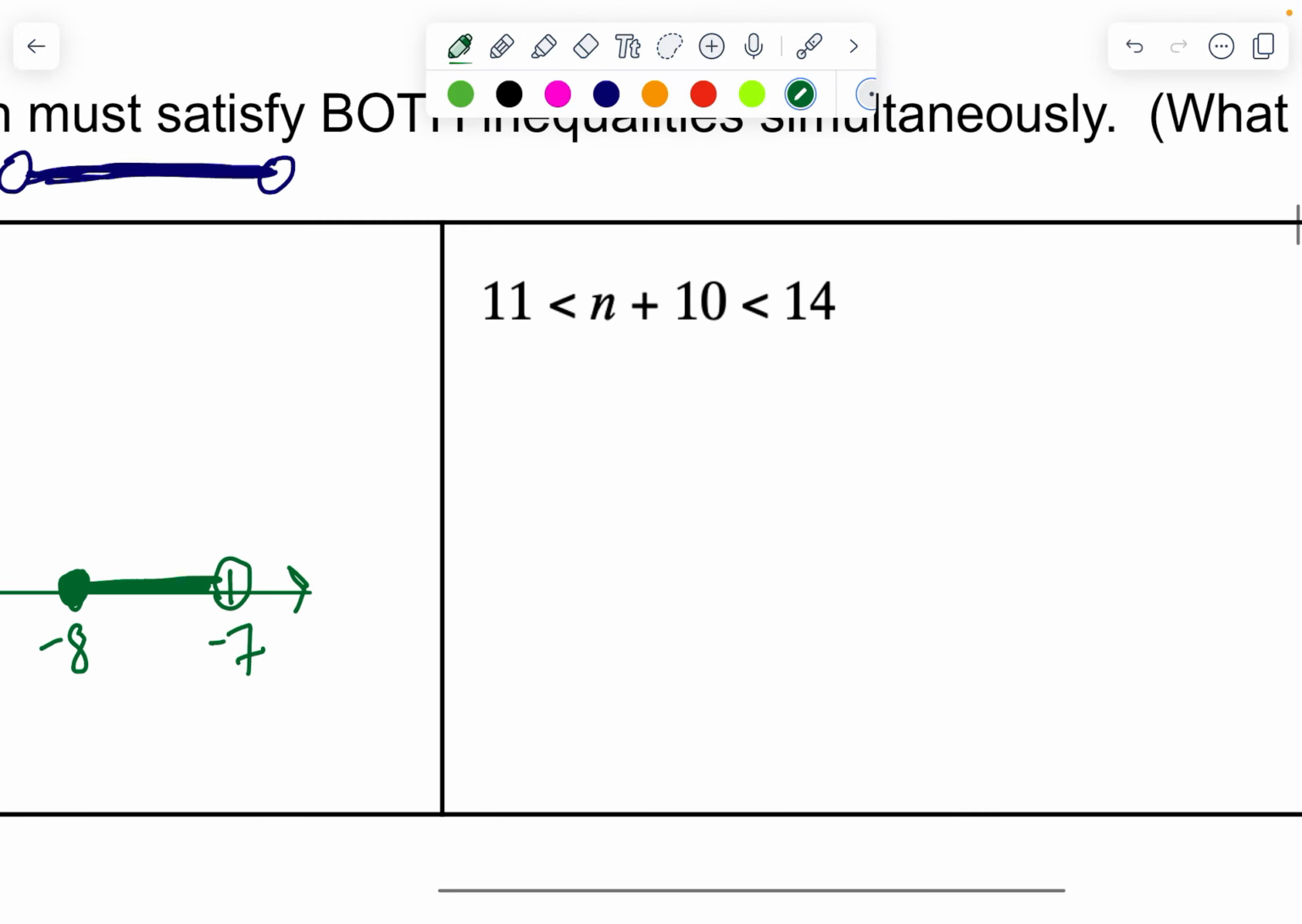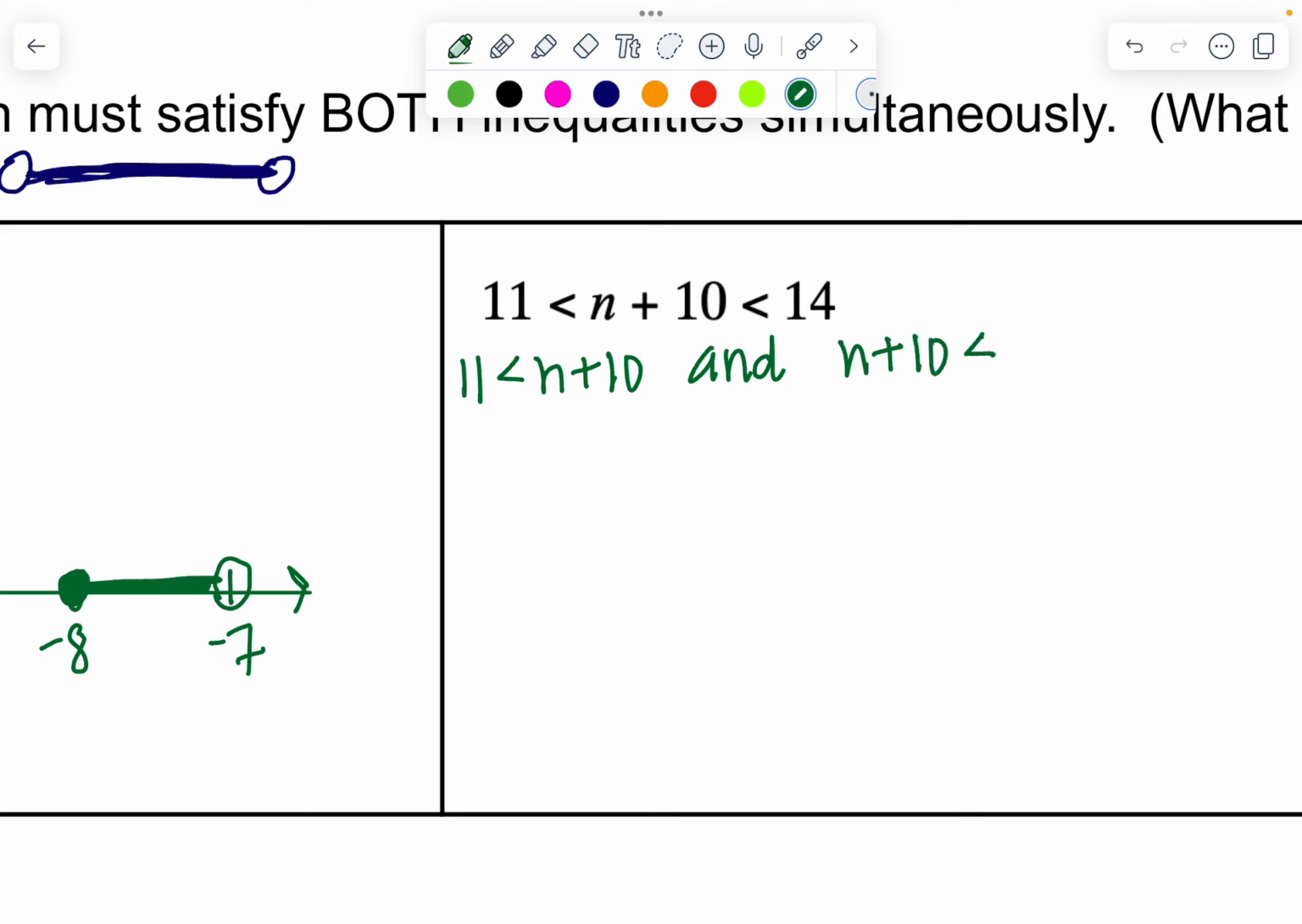Let's look at this one. Now this we can split up into 11 less than n plus 10 and n plus 10 less than 14. So again, I split it up. That was one inequality. This is a second inequality.